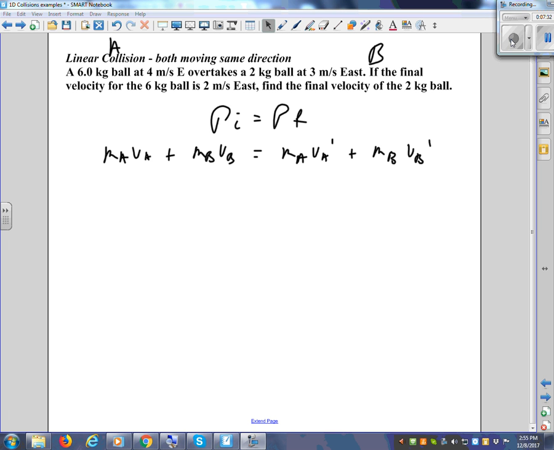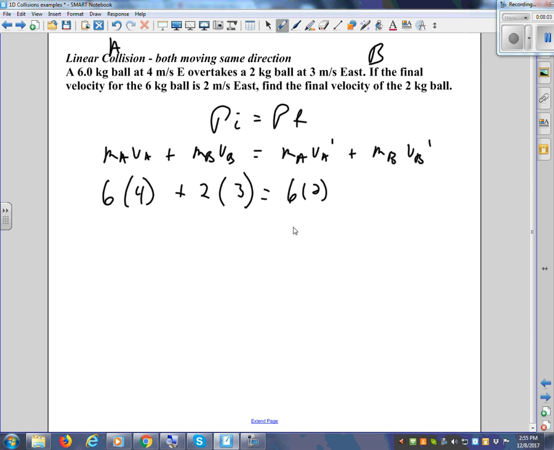Okay, so let's plug in what we know. Mass of A is 6. Velocity A is 4. There's a lot of numbers floating around here, so be careful. Mass of B is 2. Velocity B is 3. It's also east, so that's to the right. The final velocity for the 6 kilogram ball is 2 east, so that's going to be 6 times 2. Here's another tip. Most students are going to go A and B here, so go A and B here as well. You can see this mass and that mass are the same, right? Do it in the same order is what I'm saying.